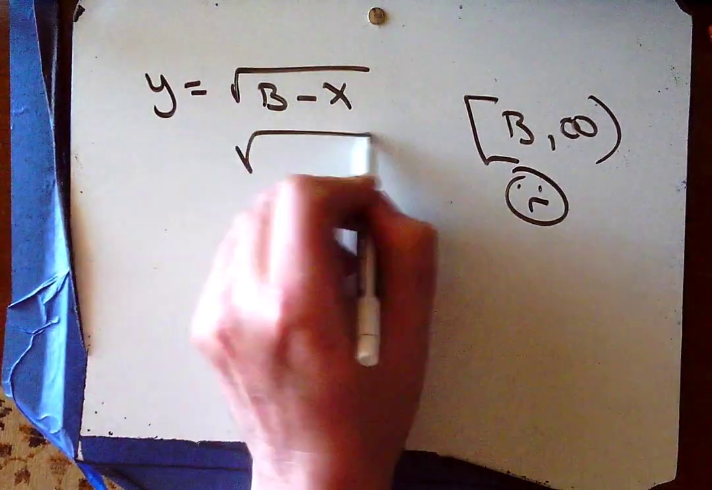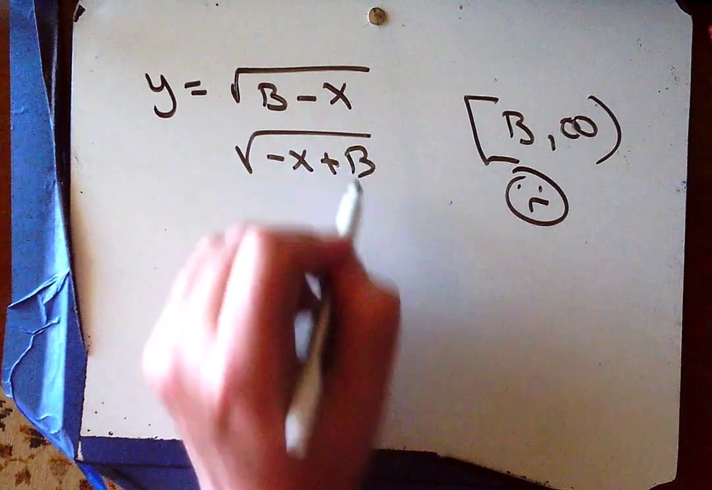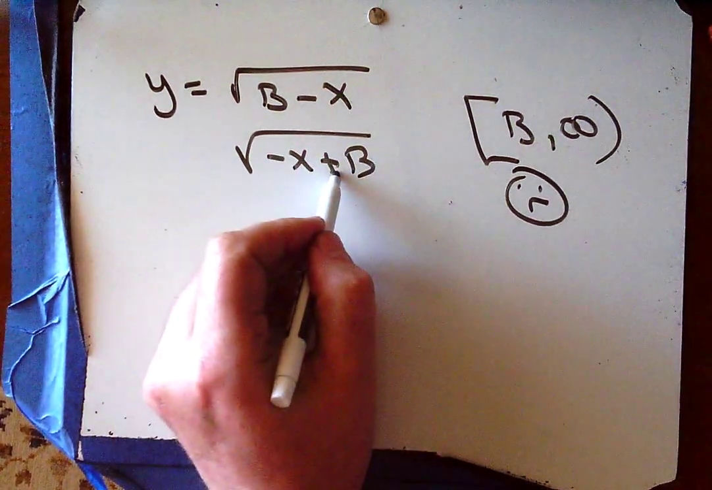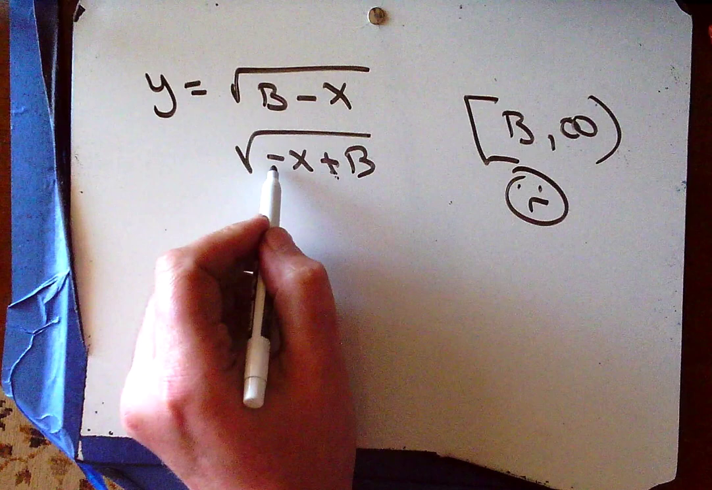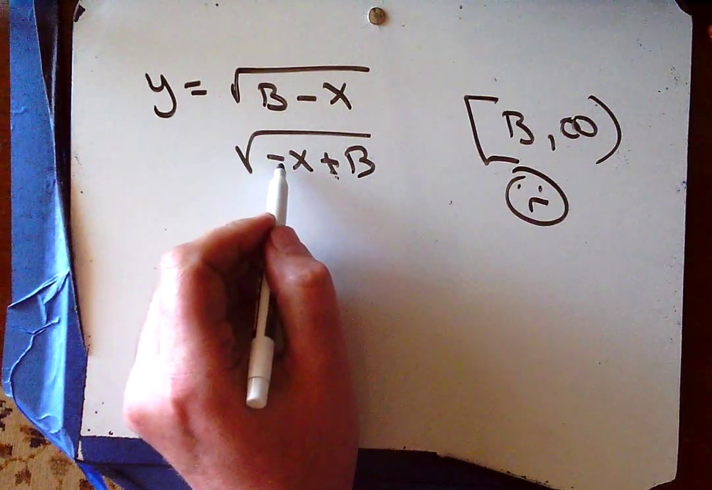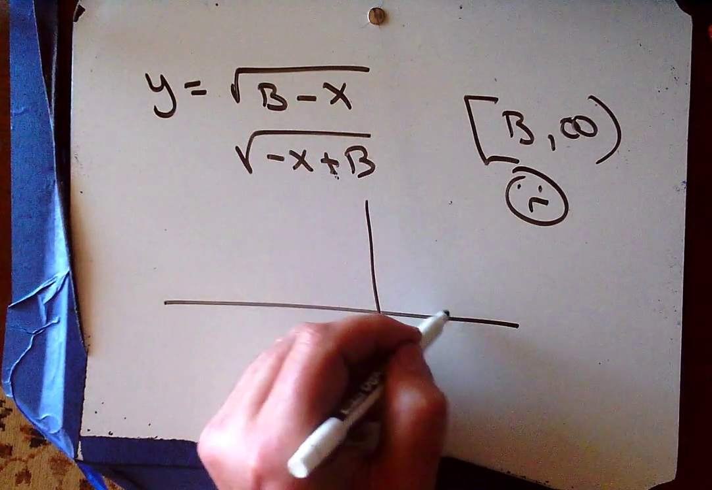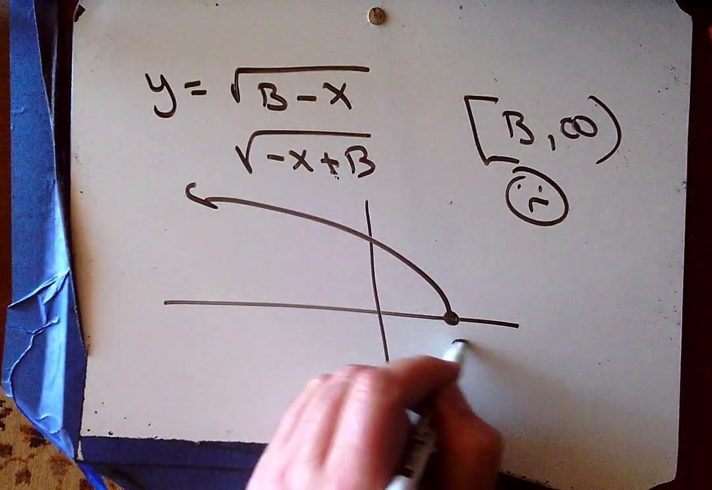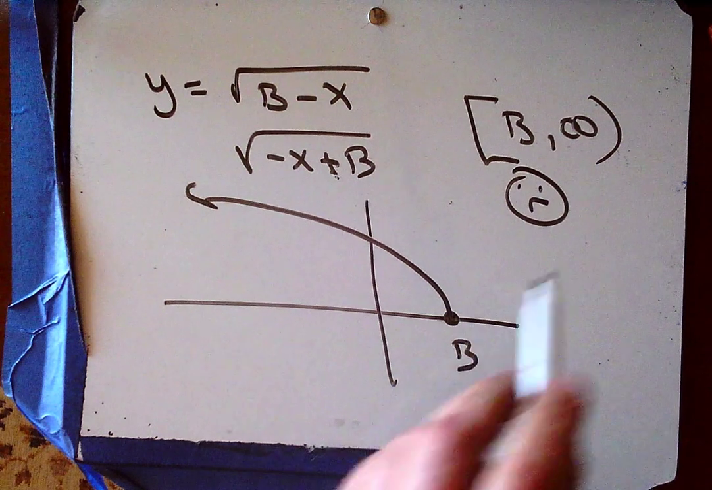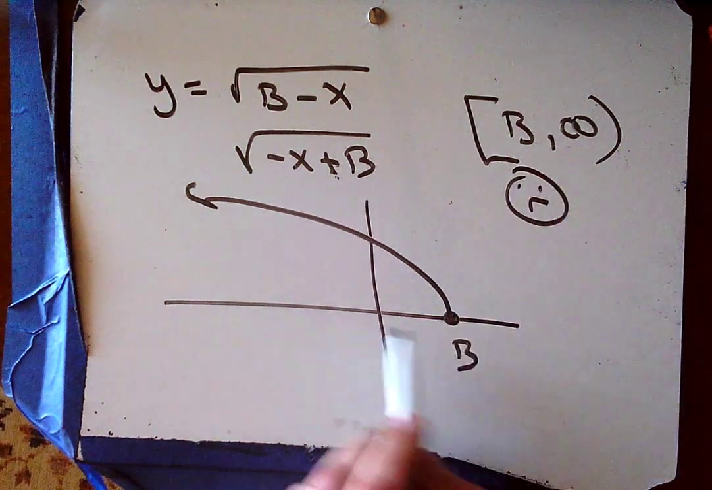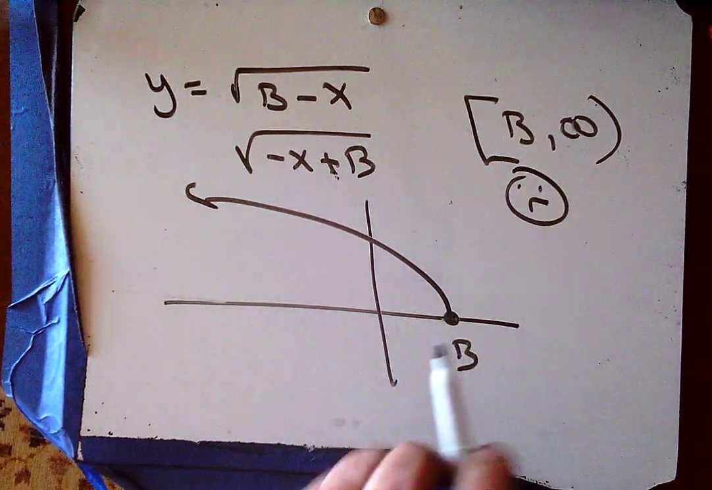Remember, this is the same as negative x plus b. I'm shifting the graph left b places, but then I'm reflecting it across the y-axis. So this graph looks like that. Not b to infinity, but b to negative infinity.